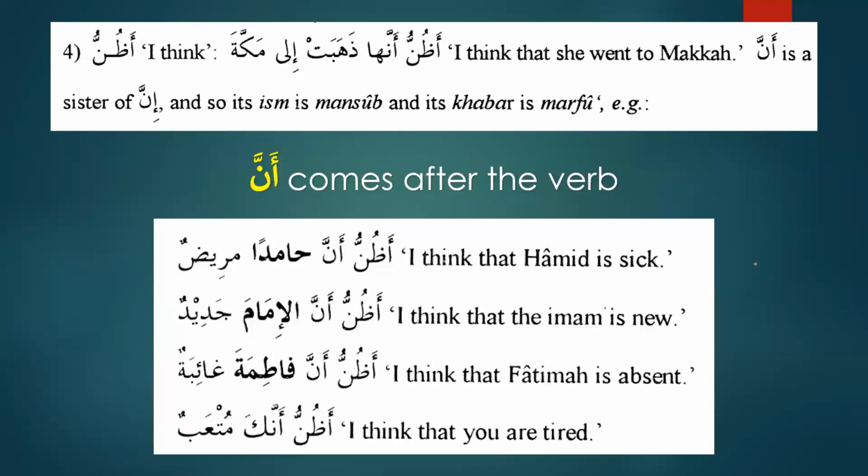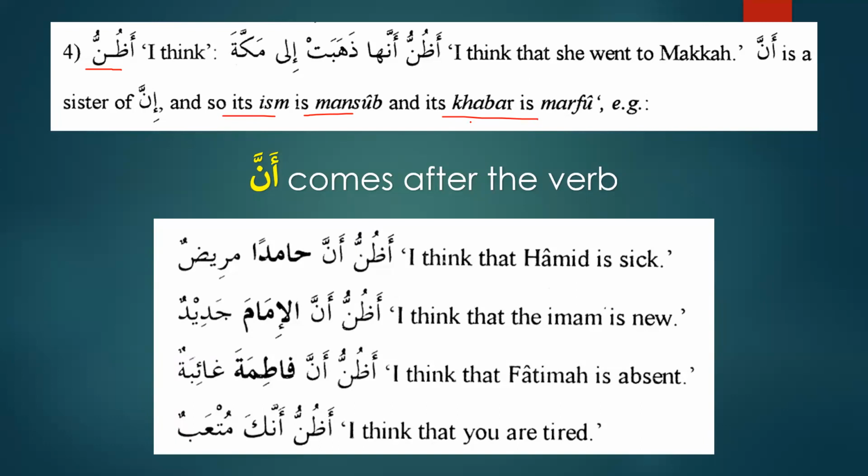And now we are going to learn about anna. What is the difference between inna and anna? Look at the example. Adhunnu means I think. Adhunnu annaha dhahabat ila makkata. I think that she went to Makkah. Anna is a sister of inna, so it has ismu inna and khabaru inna, and we know that ismu inna is mansub and khabaru inna is marfu'.